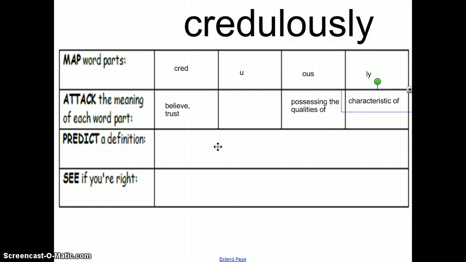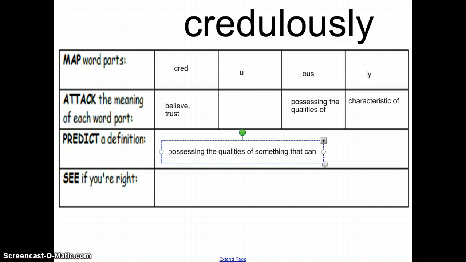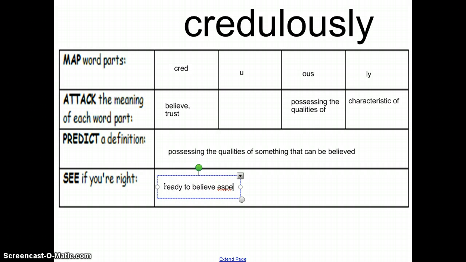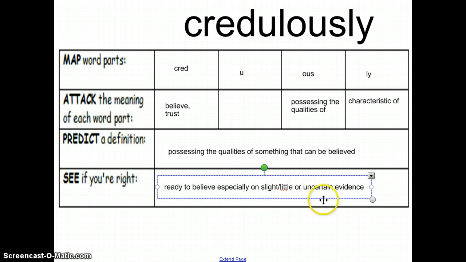There we go. So if I were going to predict a definition, I might say possessing the qualities of something that can be believed, which is very similar to incredible, which we had as would not be believed. So if I look it up in a dictionary, credulously actually means ready to believe, especially on slight or uncertain evidence. And if I wanted to say slight, maybe a synonym might be little evidence. Something that you would believe even though you didn't have very much evidence to believe in it.